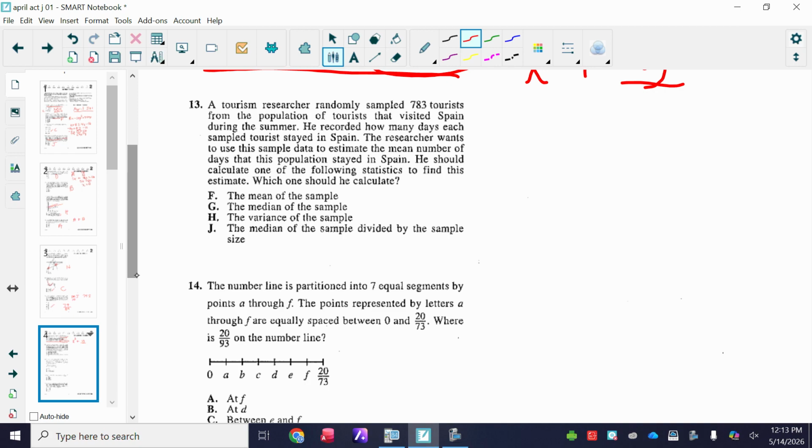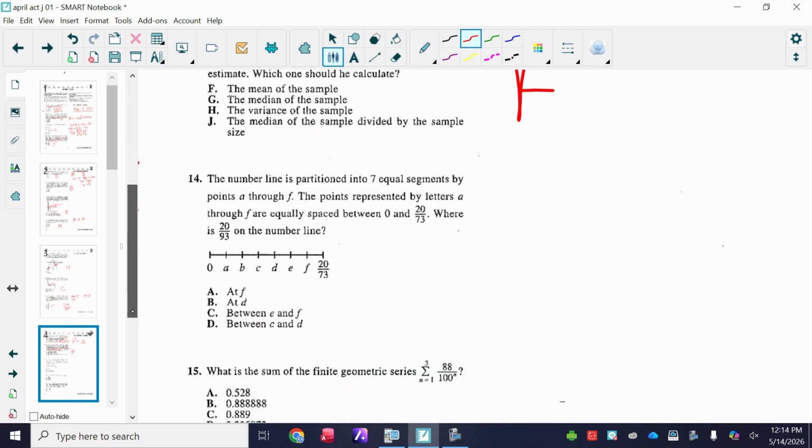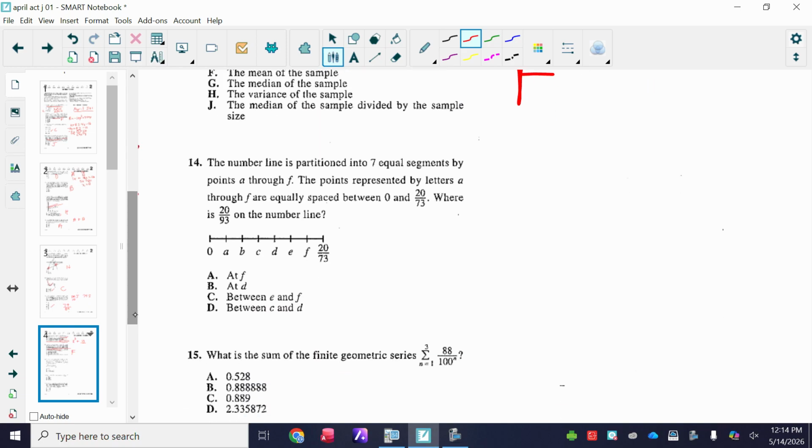780, this one gives it away. It says, what would best estimate the mean number of days? Well, it's the mean of the people, F. This one's a little odd. You have 1, 2, 3, 4, 5, 6, 7 units. So you have to divide that by 7.